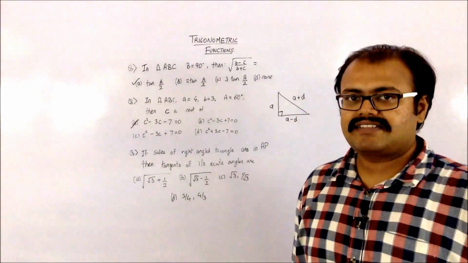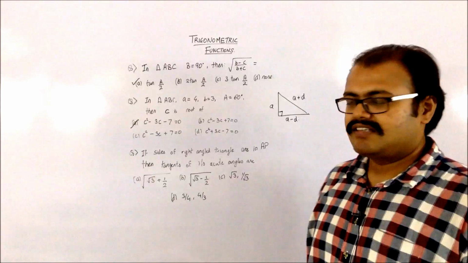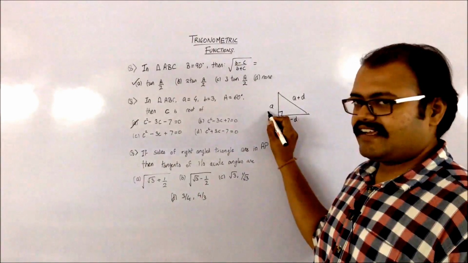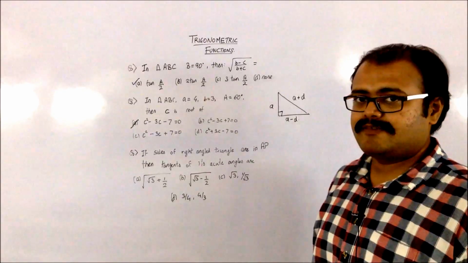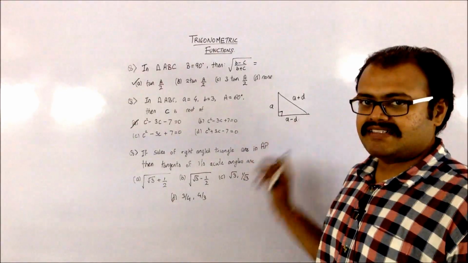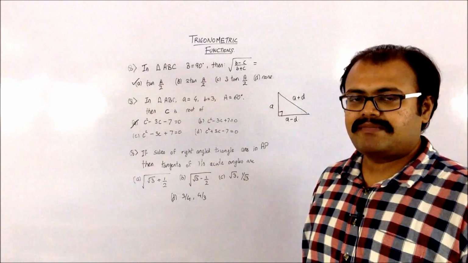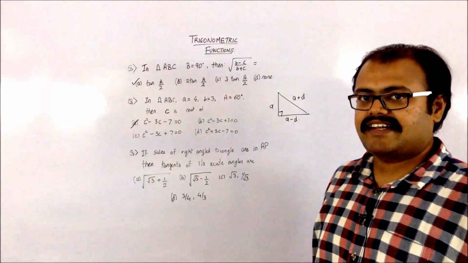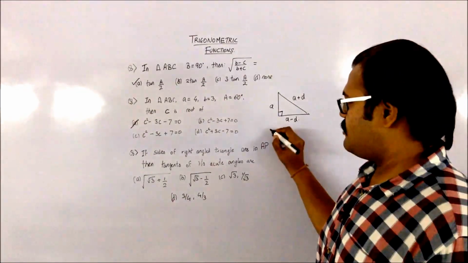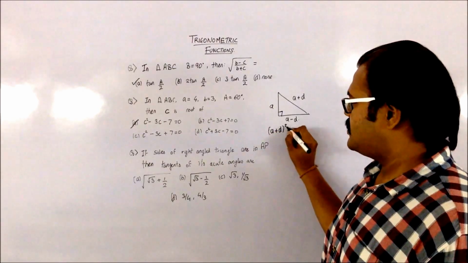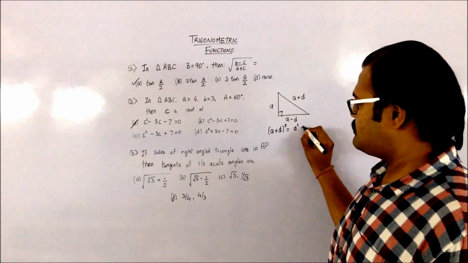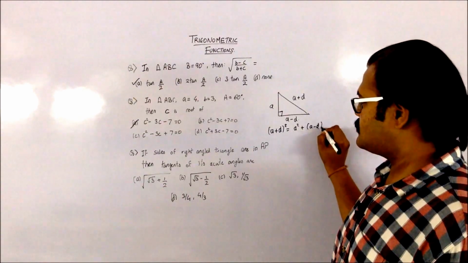Now AP means it is arithmetic progression. So we can take one of the sides as A, the other side will be A minus D, and the third side will be A plus D. Now my A plus D should be my hypotenuse, because hypotenuse is the largest side in a right angle triangle. So I'll be using my Pythagoras theorem. So (A plus D) the whole square will be equal to A square plus (A minus D) the whole square.